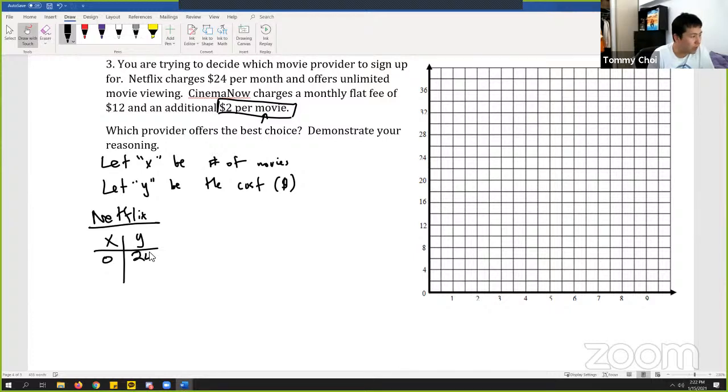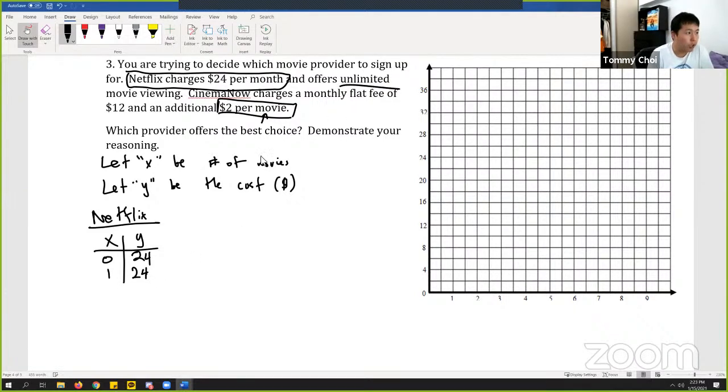Still have to pay $24 per month. Right? It's $24 here. Netflix is $24 per month up here, guys. If we watch one movie on Netflix, how much do we pay? Zero is incorrect. None is incorrect. 48 is incorrect. $24. Rowie and Sion got it.